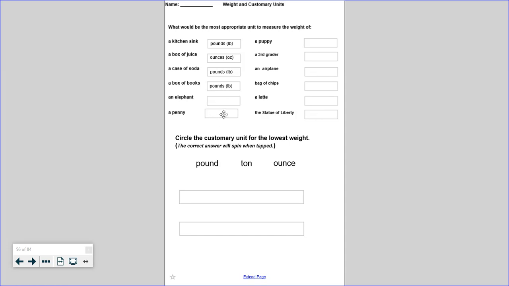How about a penny? Ounces. Very good. Let's do a puppy. Pounds. A third grader. Pounds. An airplane. Tons. Bag of chips. Ounces. A latte or a cup of coffee. Ounces. And the Statue of Liberty. Tons. Very good, very good.